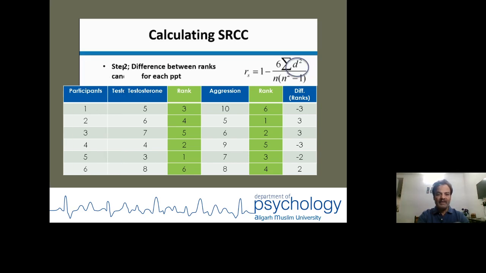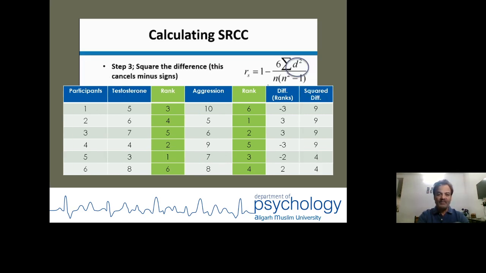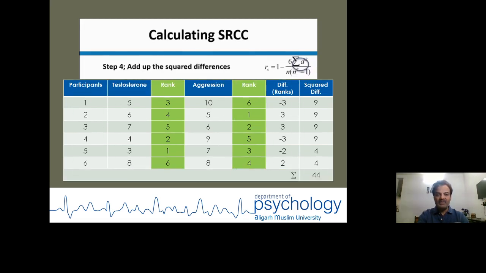Now moving ahead, step 3, square the difference in the last column and it will eliminate the role of the minus sign. Now step 4, add up the square differences. The last column, if you sum all the 6 scores of the square differences, it is 44.